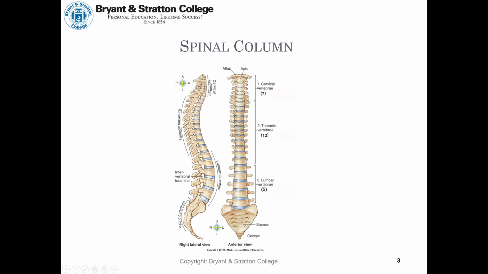We can talk about curvatures of the spine. So the cervical and lumbar curvatures are typically described as lordotic, and the thoracic and sacral curvatures, or pelvic curvature, is called kyphotic.